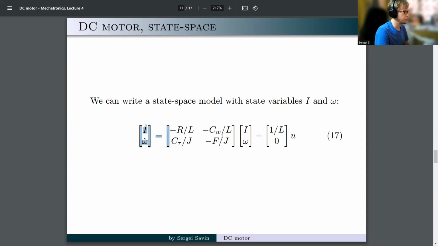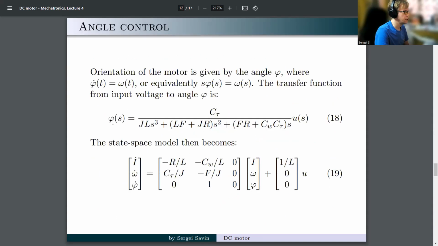We also saw a state space model. We saw this transfer function from voltage to angle, from angle to angle, okay, and state space model for the same. All right, so this is where we left last time. Now, for today, we have to continue. There will be a few slides in this lecture and a whole lecture on the properties of motors. So let's dive right in.